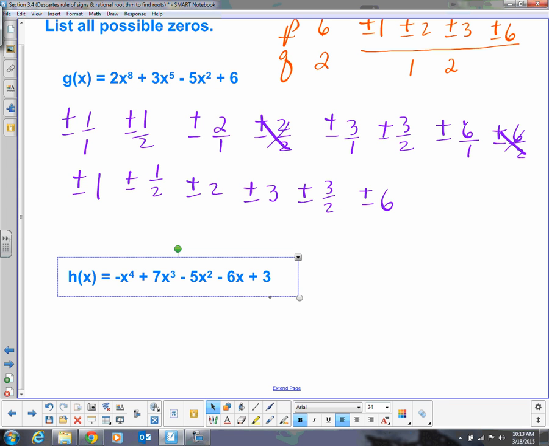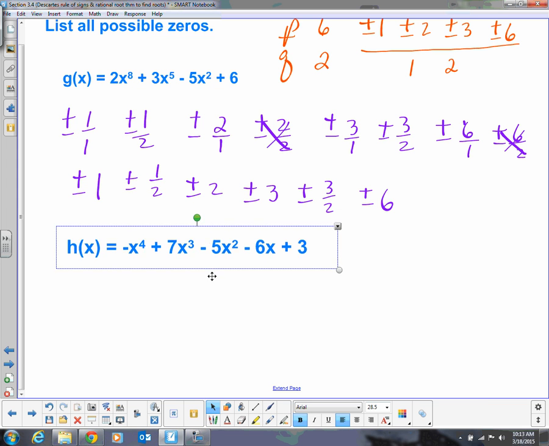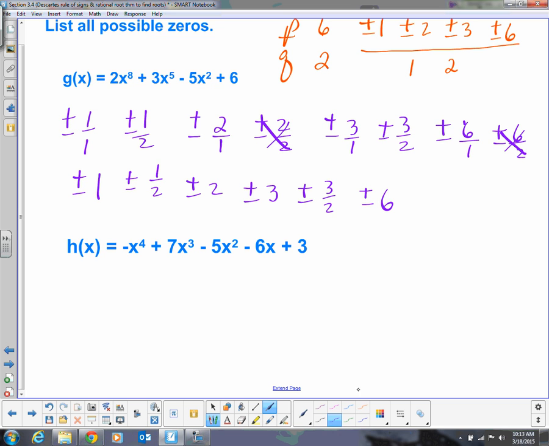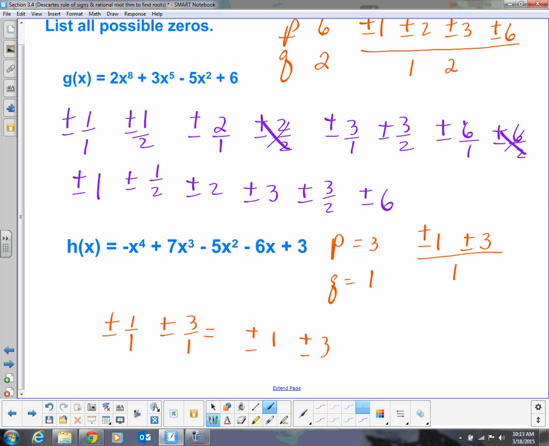Okay, so let's do another one, and then we're going to put it together. Again, it's the constant term. What's p? What's q? And it doesn't really matter about the positive or negative in this, because when we do the factors, we're going to choose both positive and negative of the 3. And what's the only factor of 1? So what are the only possible factors here? 1 over 1, which is the same thing as plus or minus 1 and plus or minus 3.